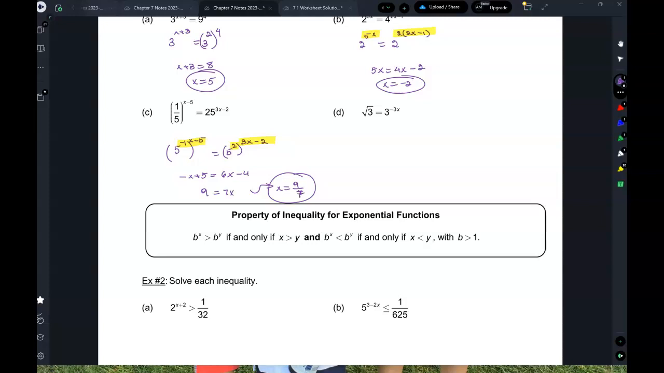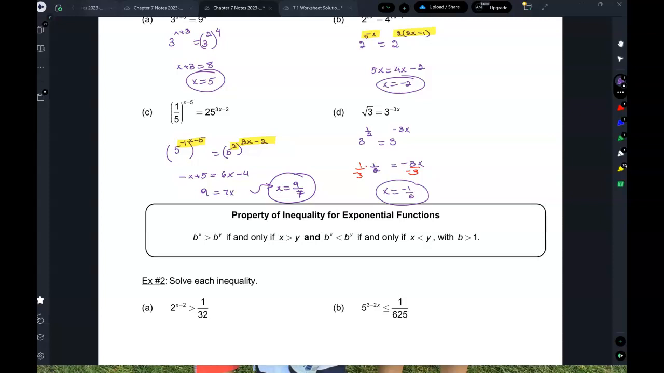So you can just set the negative 1. Correct. Okay. So here, I have root 3. Root 3 is the same as 3 to the power of 1/2. Then 3 to the power of negative 3x. So 1/2 is equal to negative 3x. Divide by negative 3. So x is negative 1 over 6.